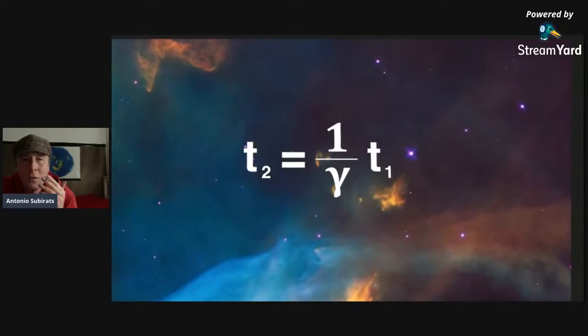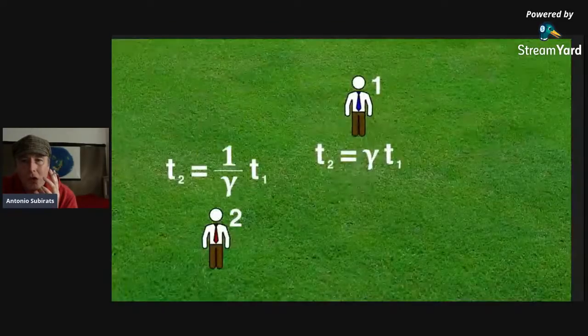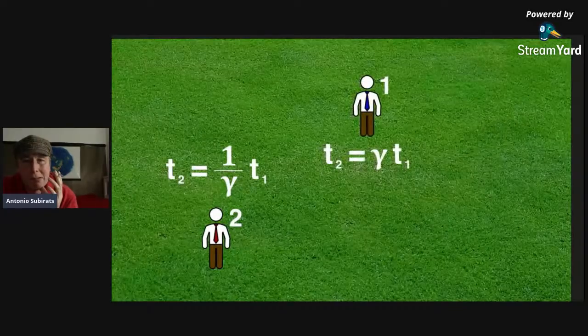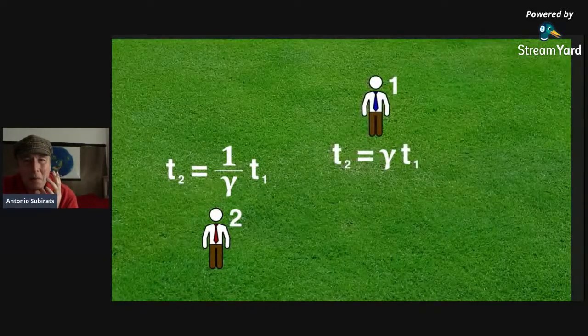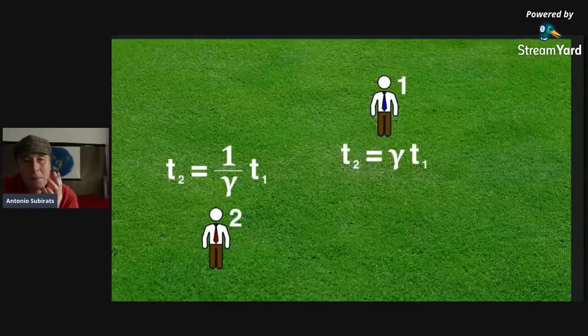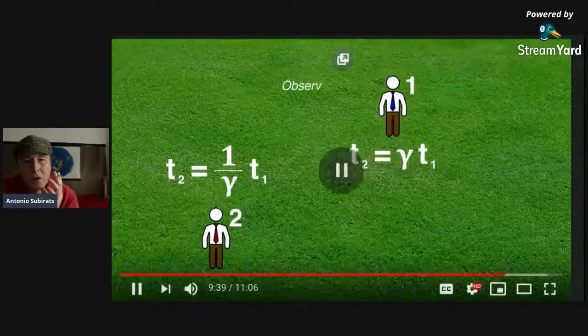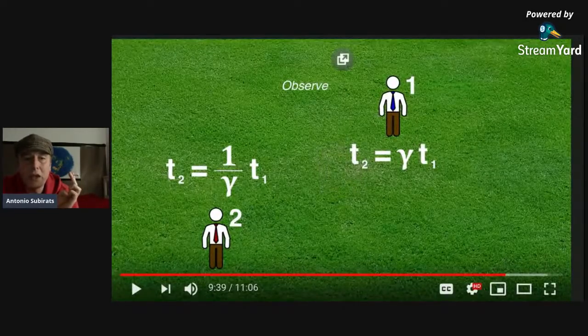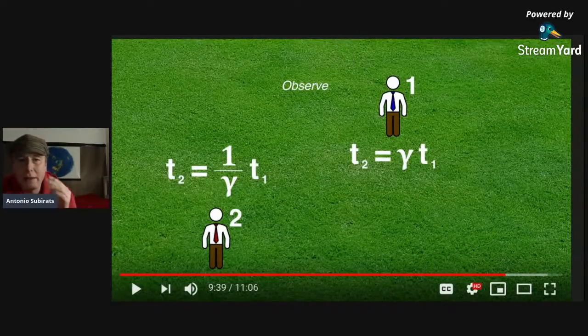Now we need to step back and review a bit. This means that the transformation for what observer 2 sees compared to what observer 1 sees depends on the location.